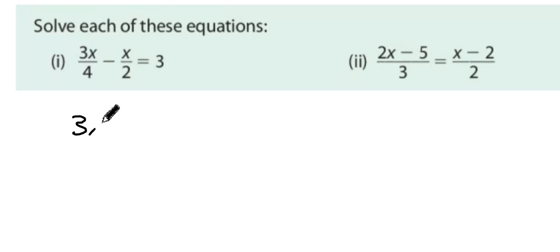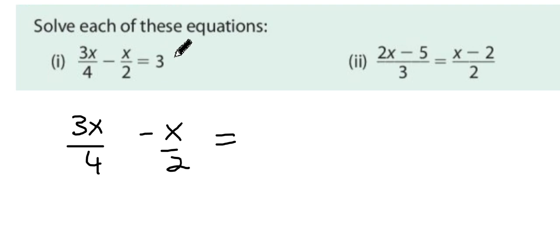I mentioned the other day there are three fractions, okay? And if you see a number on its own, see the way the 3 is on its own? You write 3 over 1.